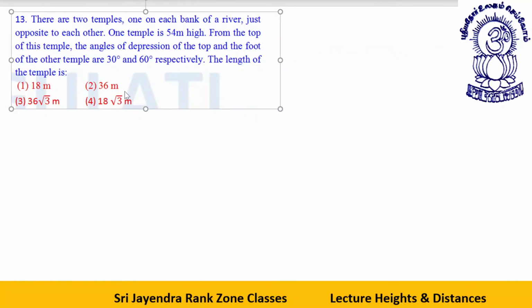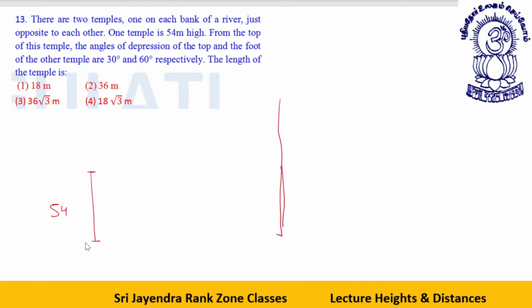There are two temples, one on each bank of a river, just opposite to each other. Okay, two banks of a river, one opposite to each other. One temple is 54-meter high. From the top of this temple, the angle of depression of the top and bottom foot of the other temple. Let's say this is 54-meter high. Okay, this is ground level.